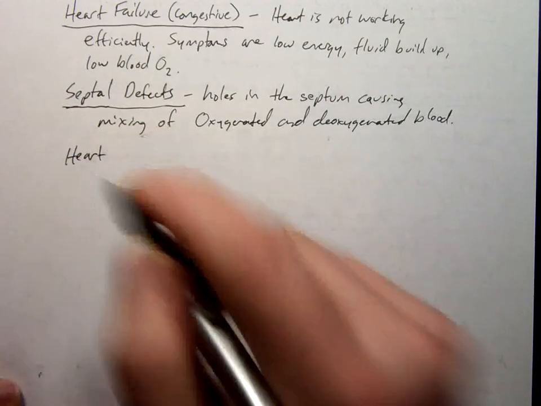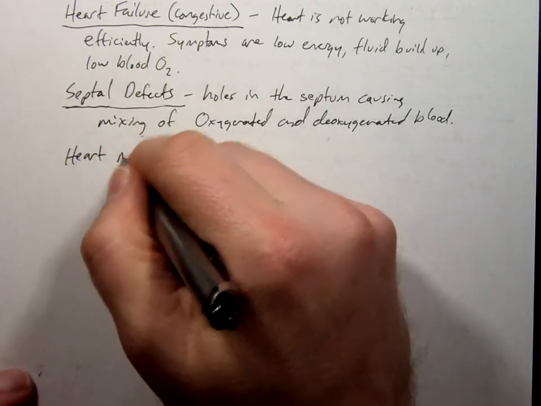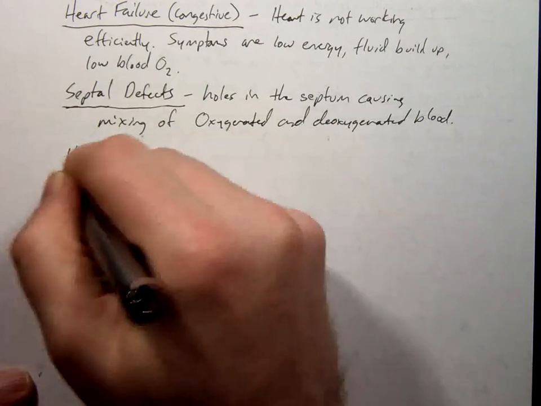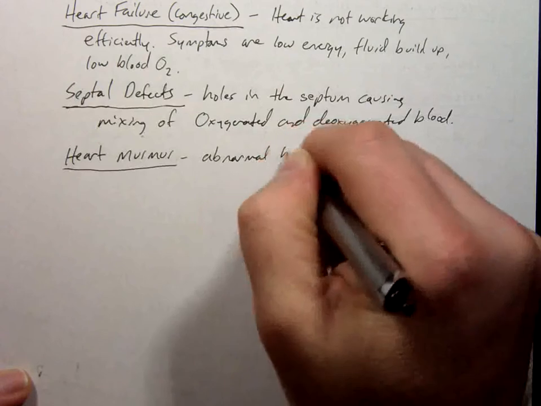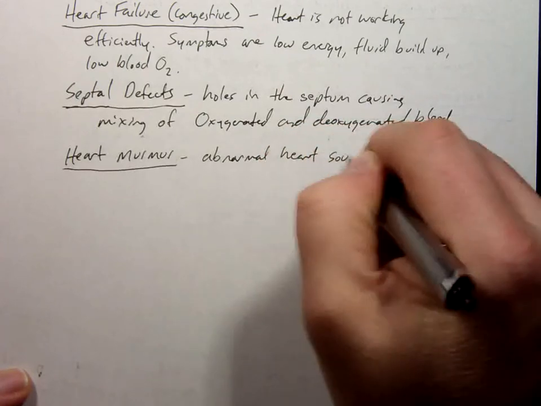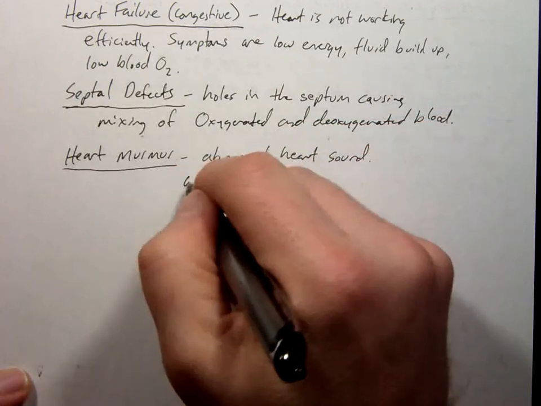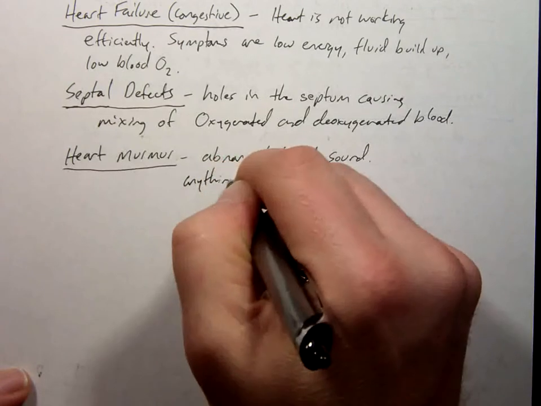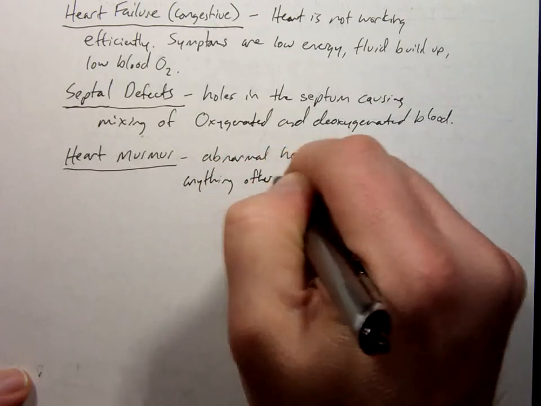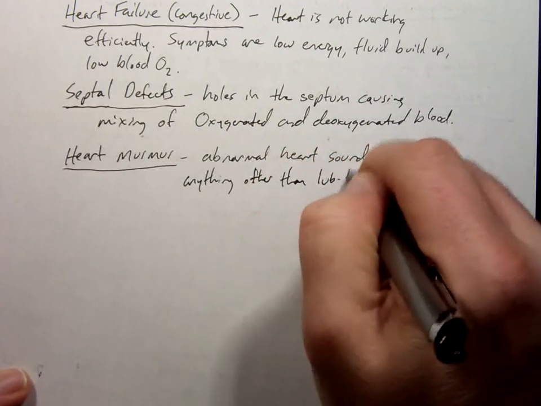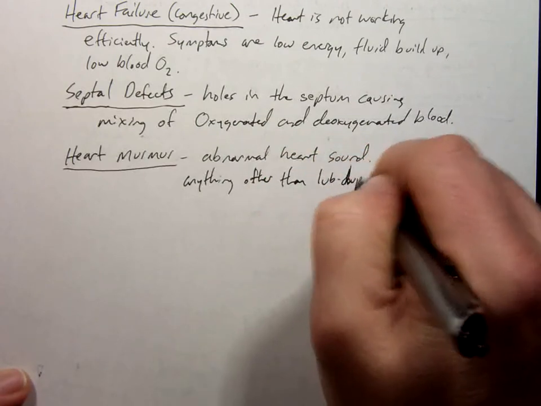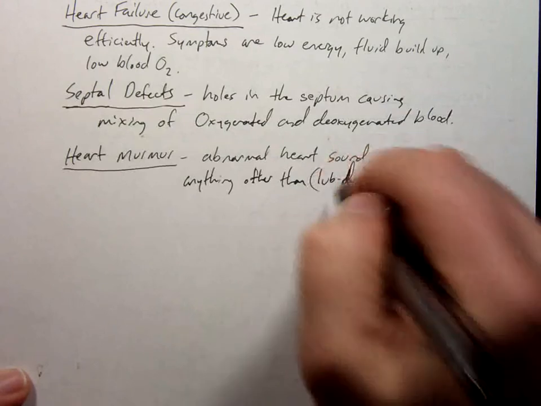A heart murmur is an abnormal heart sound. And that is anything other than lub-dub. If it doesn't just sound like lub-dub, something's wrong.